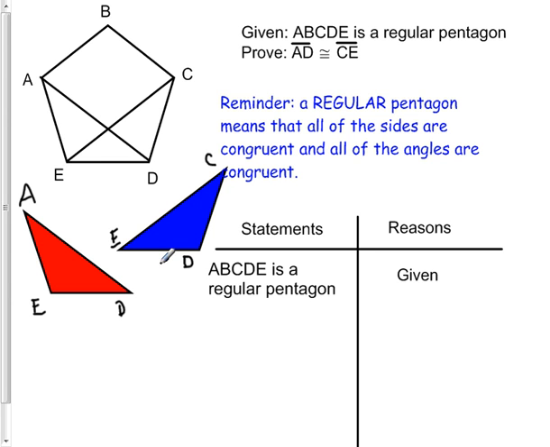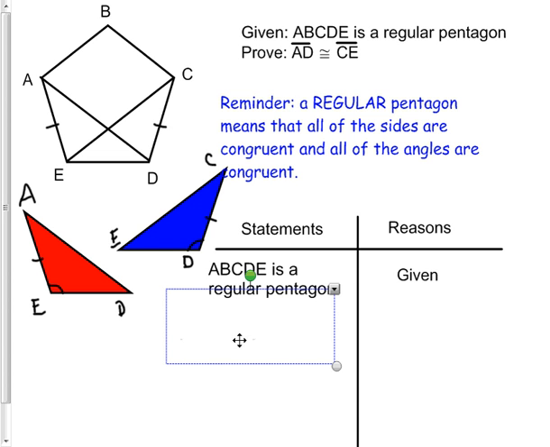Okay, so let's start marking these up and saying what stuff is the same. So a couple things. If this is a regular pentagon, then that means that AE has to be the same as CD, because all the sides on a regular pentagon are the same. And then likewise, angle E has to be the same as angle D, because those are part of the overall regular pentagon. So those angles are also the same.